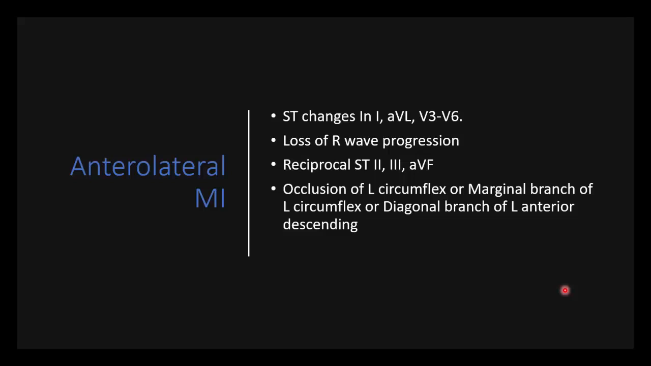Anterolateral changes in 1, AVL, V3 through V6. Again, because you have 1 and AVL, you'll have reciprocal changes in 2, 3, and AVF. Now, of significant note here, you would have loss of R wave progression. That is one thing that you do want to see in a normal 12 lead, is R wave progression as the axis moves, or as the leads pick up the axis as it comes towards it.